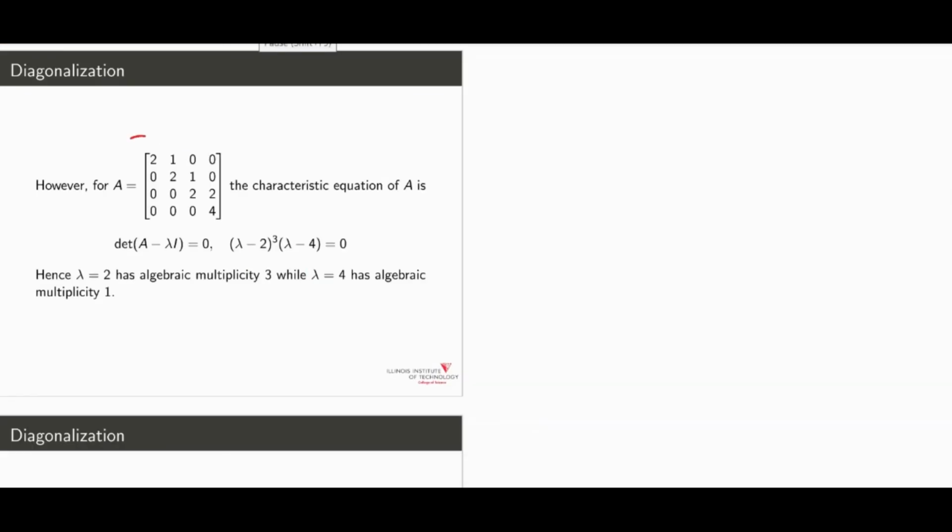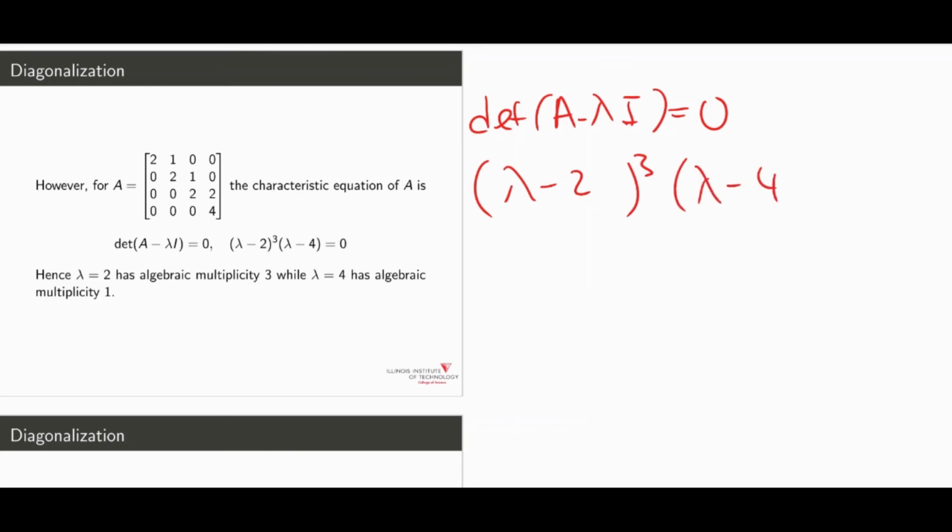Now, let's look at this particular example here. So now A is a 4 by 4 matrix. Let's compute the determinant of A minus lambda I and set it equal to 0. Now this is easy because this is an upper triangular matrix, so we know how to compute the determinant very easily. Just take the product of the diagonal entries. So in this case, immediately you will see that the characteristic equation will be like this: (lambda minus 2) raised to the power of 3, (lambda minus 4) raised to the power of 1 equal to 0. So immediately, we know the algebraic multiplicity is 3 for this eigenvalue lambda equal to 2.